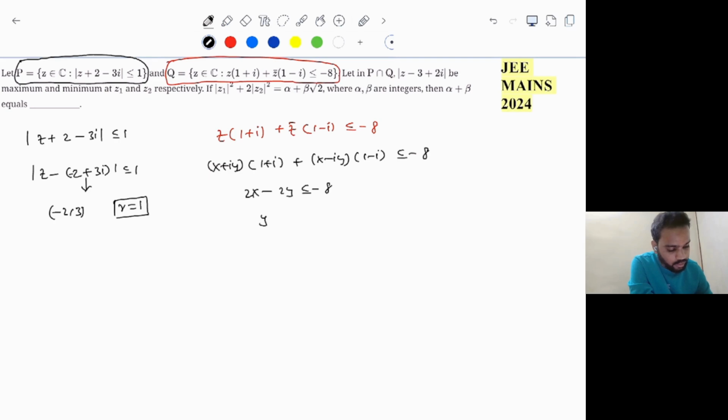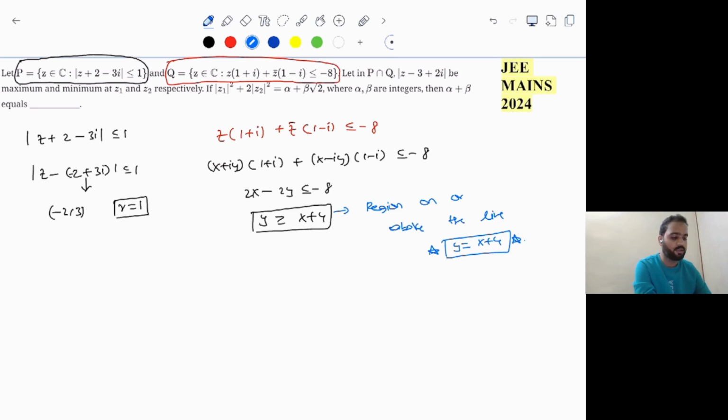When you cancel out 2 and send the y to the right side, you can write it as y greater than or equal to x plus 4. And once again, the meaning of this inequality is very clear. It is simply the region on or above the straight line y equals x plus 4.